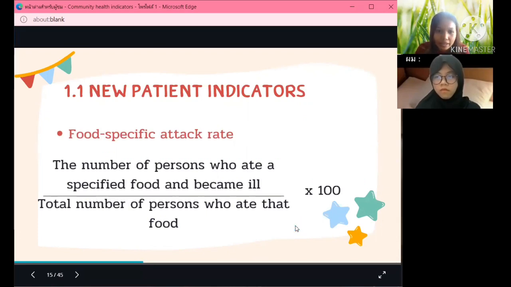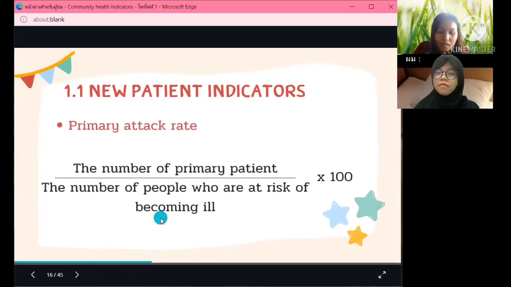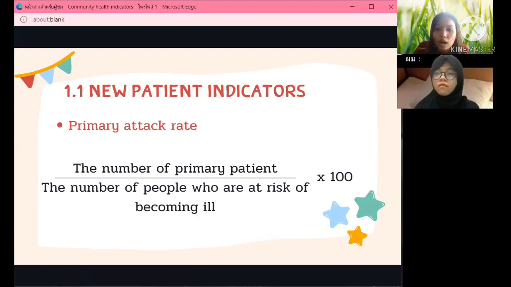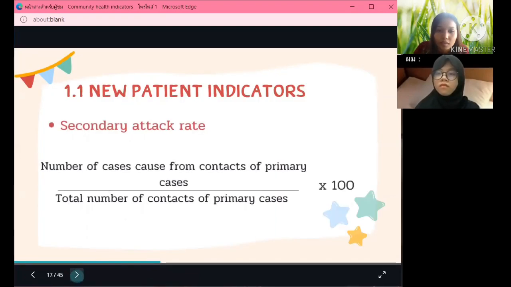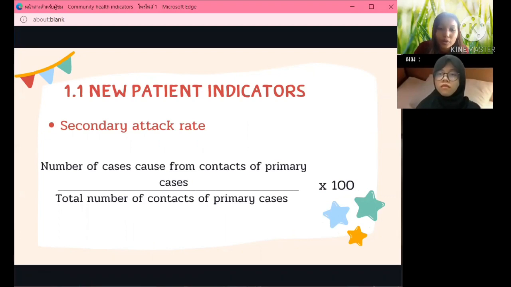Food specific attack rate: the number of persons who ate a specific food and became ill, divided by the total number of persons who ate that food, times 100. Primary attack rate: the number of primary patients divided by the number of people who are at risk of becoming ill, times 100. Secondary attack rate: the number of cases occurring from contacts of a primary case divided by the total number of contacts of the primary case, times 100.